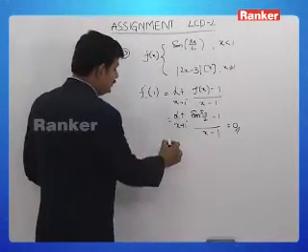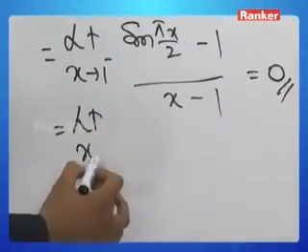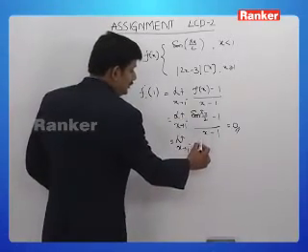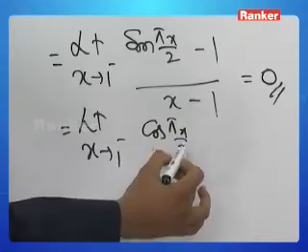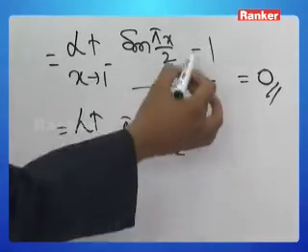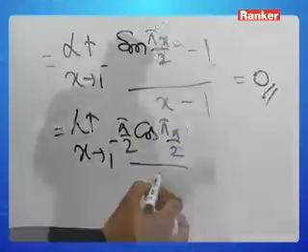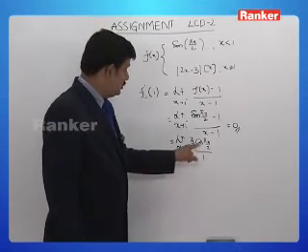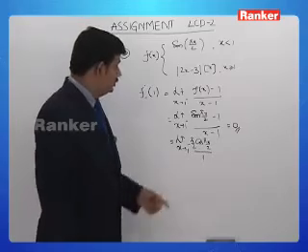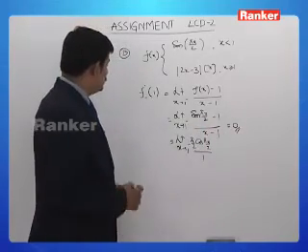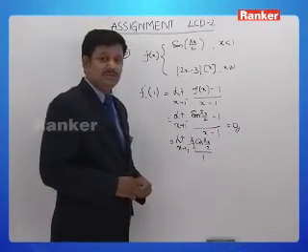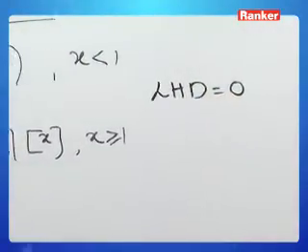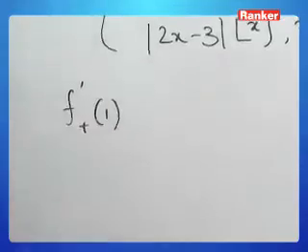Let us evaluate by L'Hospital rule. Limit x tending to 1 minus, derivative of sin pi x by 2 is cos pi x by 2 into pi by 2, minus derivative of 1 which is 0, divided by derivative of x which is 1, and as x tends to 1 minus, cos pi x by 2 is 0. So, this limit is going to be 0. So, we can say left hand derivative is 0. Left hand derivative we got it to be 0. Let us look at right hand derivative at 1.